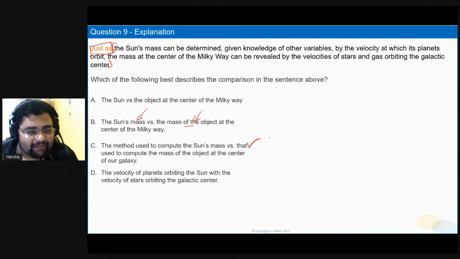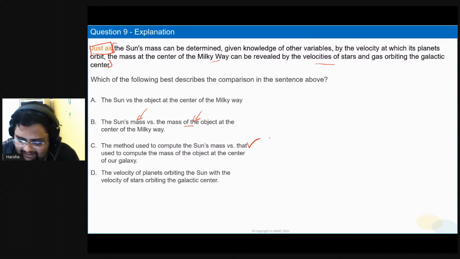What is actually being compared is the method. The same way the sun's mass can be determined if you know these other variables like velocity, in an exactly similar way, the mass of the Milky Way can be got by looking at velocities of the stars. So, what are those two entities which the author says are similar to each other? Is it the mass or is it the method? That's the point.